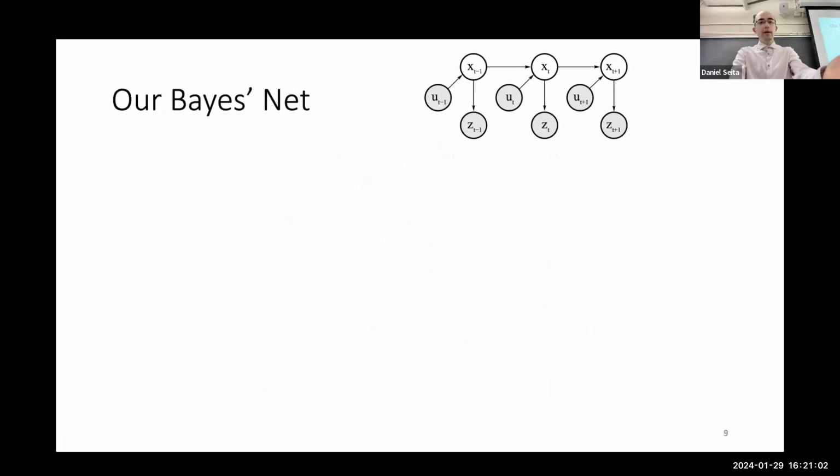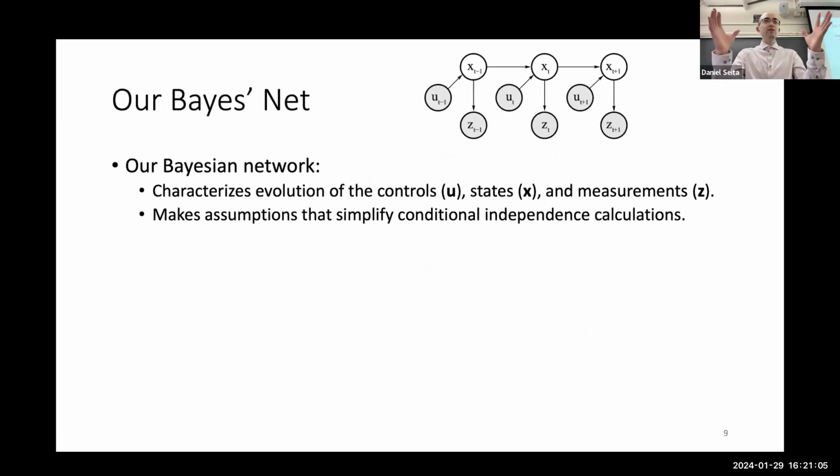All right, so here's the Bayes net. To summarize what we just talked about, it characterizes the evolution of the control, the state, and the measurement. And it makes assumptions that simplify all the conditional independence assumptions. In this Bayes net, the book has shaded in the u's and the z's to indicate that they're observed or known, because u is what the robot does, so you should know it, and z is the reading that we get as well. So it's also something that's observed. The main thing that's not observed is what the state is, the x.